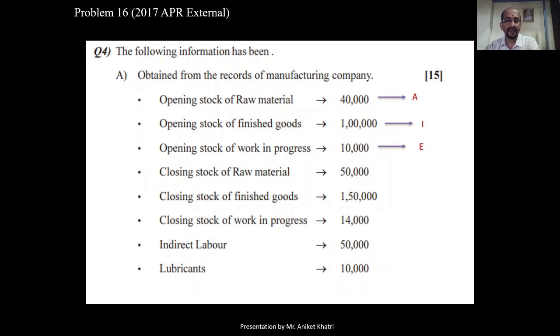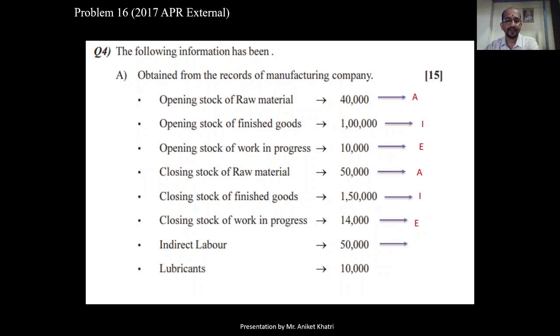Okay, next is closing stock of raw material, A. Closing stock of finished goods, I. And closing stock of work in progress, E. Okay, so all three items here appeared in this particular problem.